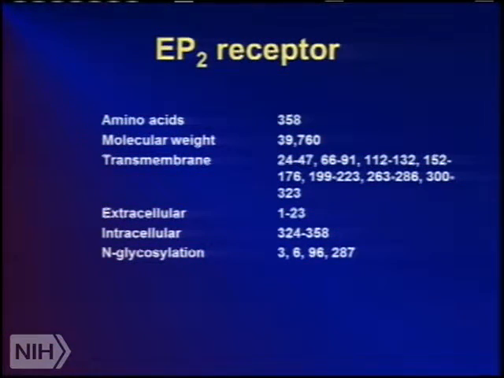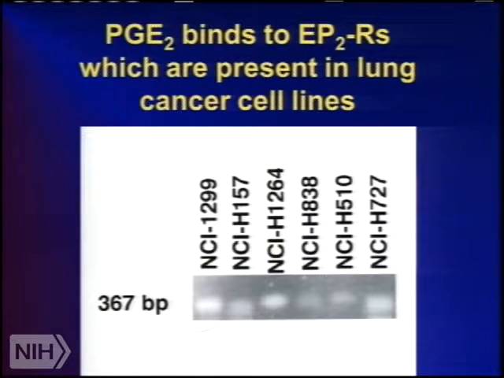PGE2, it turns out, can activate a G protein coupled receptor, the EP2 receptor. This is a G protein coupled receptor of about 360 amino acids, and it crosses the plasma membrane 7 times, and it's a glycoprotein. The amino acids on the extracellular surface of the receptor bind prostaglandin E2, and this is just looking at messenger RNA. We see all the lung cancer cell lines have it.